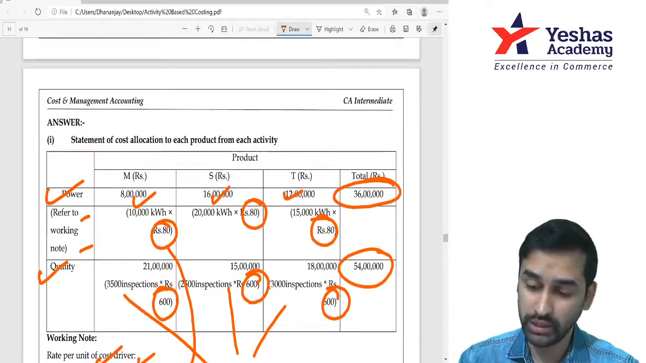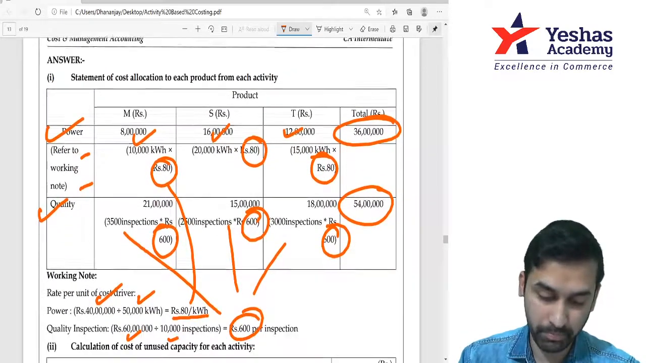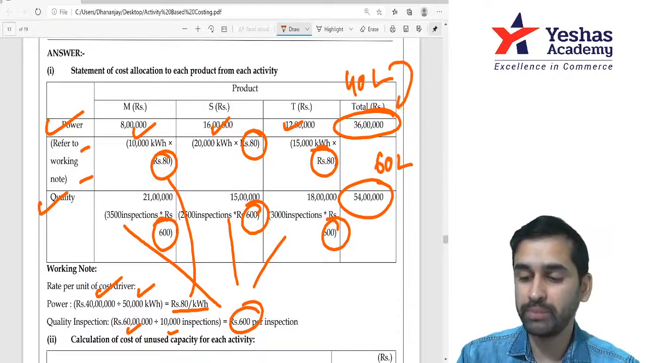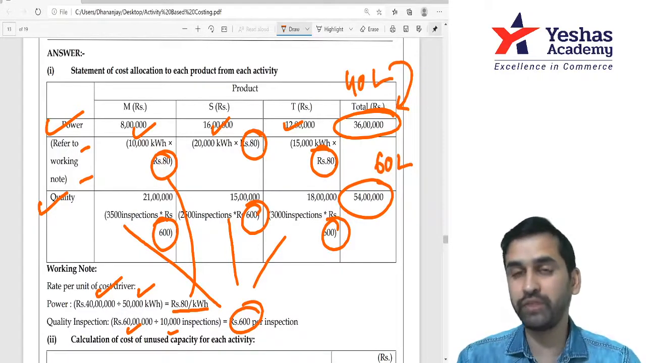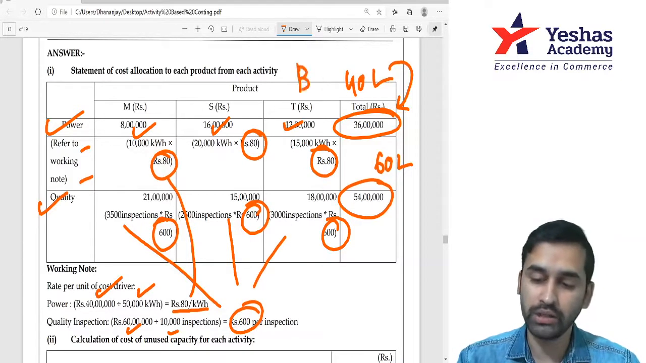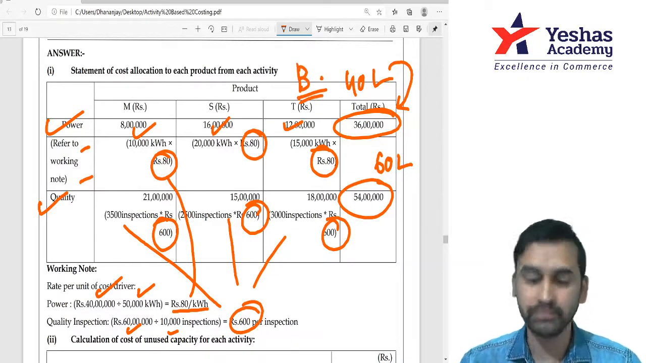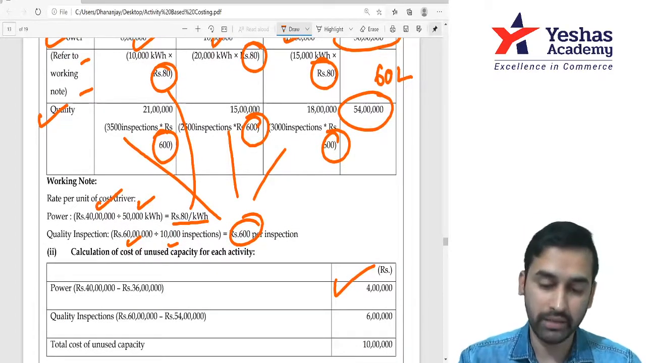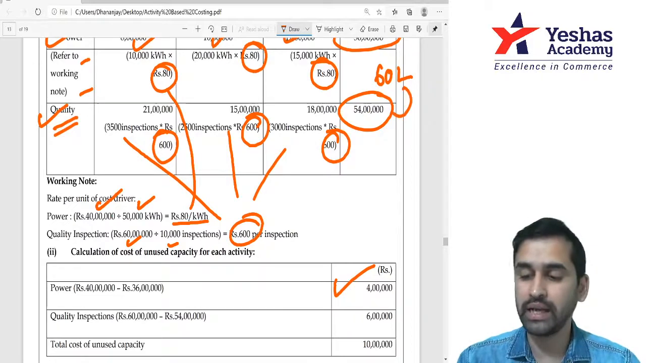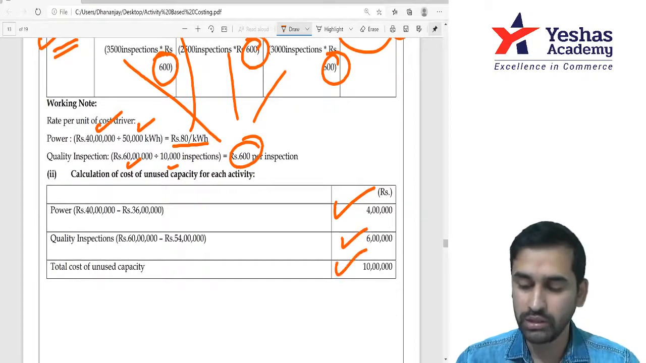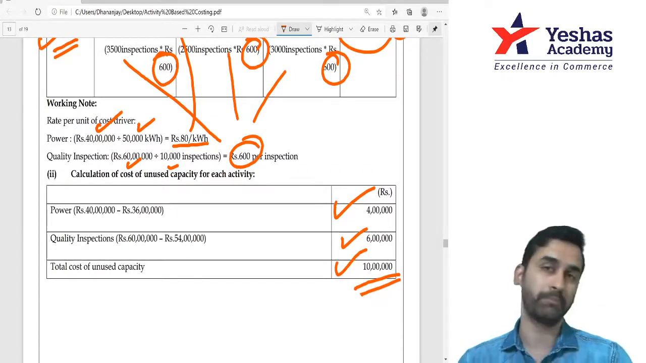But in the question, if you see, power is 40 lakh and quality is 60 lakh. Now 40 lakh was budgeted, 36 lakh is actual. That means the difference of 4 lakh is unused capacity cost. Are you following? 40 lakh was the budgeted cost, whereas actual is only 36 lakh. That means the difference is unused capacity. 40 lakh minus 36 lakh is 4 lakh. Same way, the second one, quality inspection, 60 lakh budgeted, 54 lakh actual, the difference of 6 lakh is unused capacity. Add both, that's the total of unused capacity.